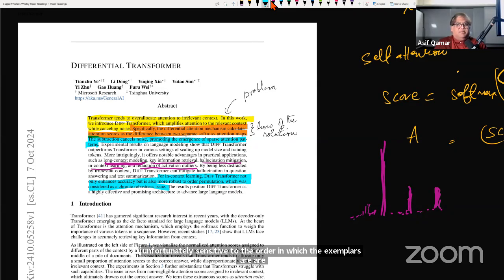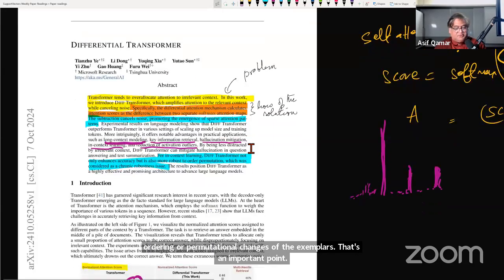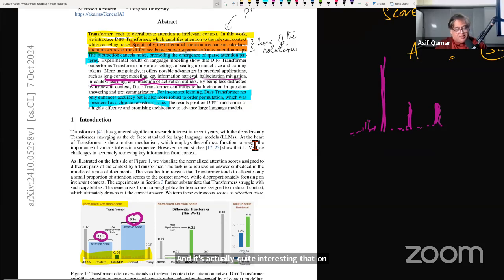You change the order of the exemplars and the performance of your prompt, and therefore the LLM, goes up or down, right? So it's very sensitive to it. And that sensitivity is obviously not a good thing. What you would want is that you're giving the same information and order shouldn't matter. So you want your LLM to broadly be robust to the ordering or permutational changes of the exemplars. That's an important point. And it's actually quite interesting that on this front, it achieves quite remarkable results, as we will see in this paper.